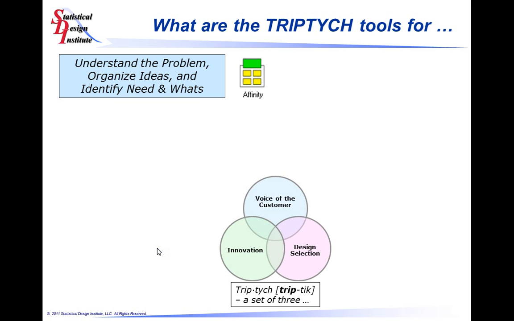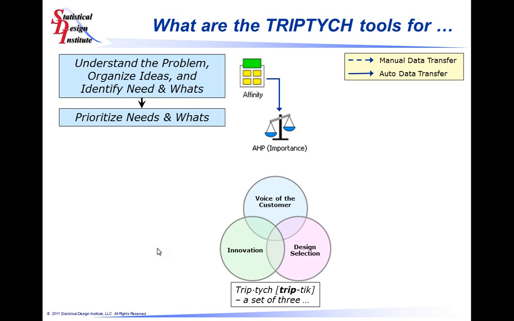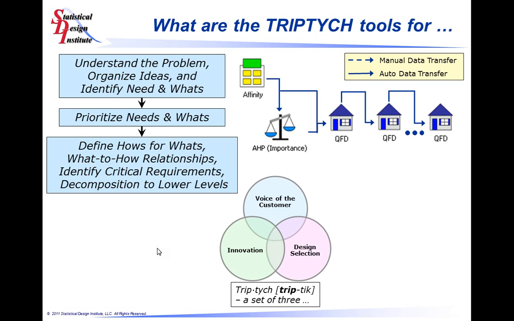We've already discussed concepts related to understanding the problem, organizing ideas, identifying needs and wants using affinity diagram techniques, and then using the analytical hierarchy process to prioritize these needs and wants, and then using quality function deployment, or QFD, to help us understand how we can effectively address and accomplish the needs and wants of the stakeholders and develop critical requirements for your potential solutions.